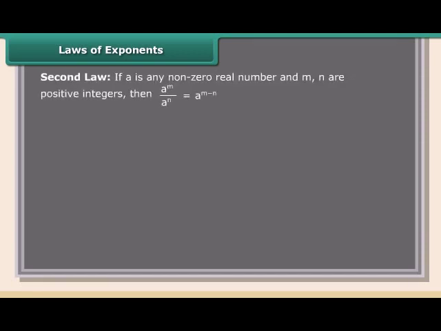Second law. If a is any non-zero real number and m, n are positive integers, then a raised to the power m upon a raised to the power n is equal to a raised to the power m minus n. Example. Simplify 5 raised to the power 8 upon 5 raised to the power 3. Solution. 5 raised to the power 8 upon 5 raised to the power 3 is equal to 5 raised to the power 8 minus 3, which equals 5 raised to the power 5.